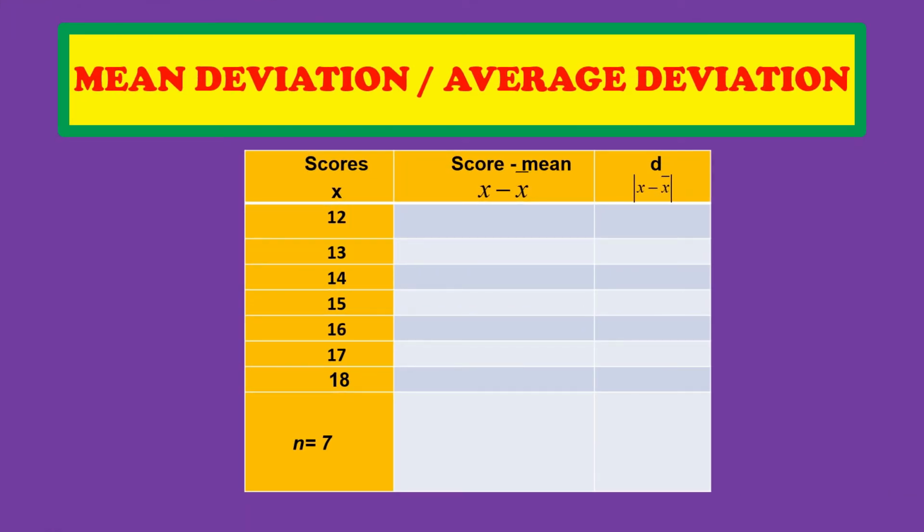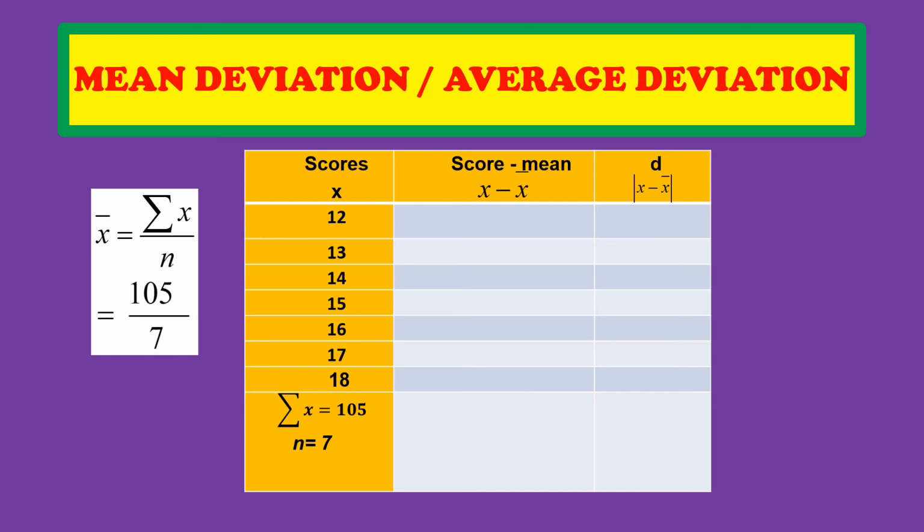We are now in example number 2, and we need to find the mean deviation or average deviation. First, we need to find summation of x, the sum of all the scores. So we have 105. So we will find the mean. Our n is 7. What is the formula in finding the mean? That is summation of x over n. That is 105 divided by 7, and the answer is 15. So our mean is 15.